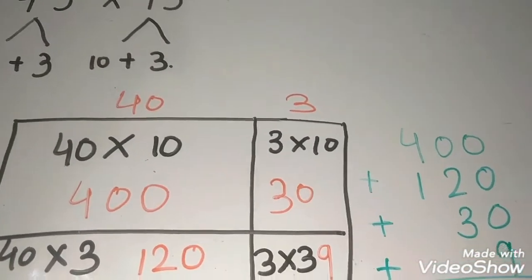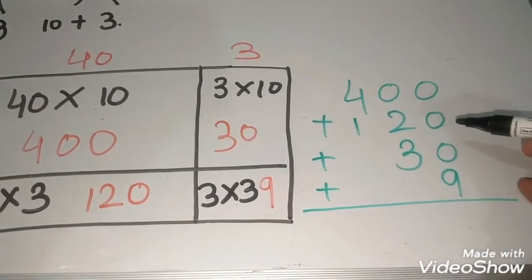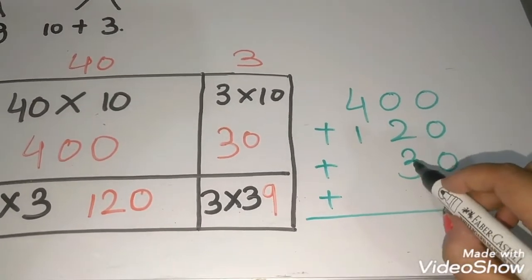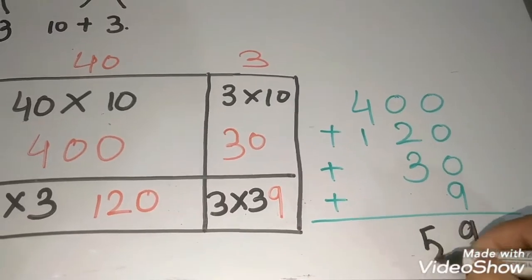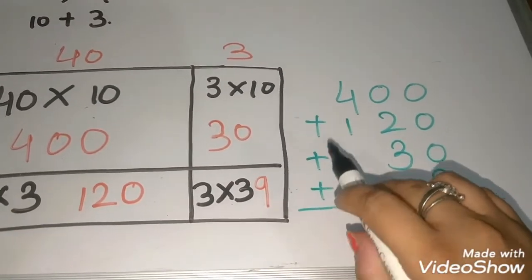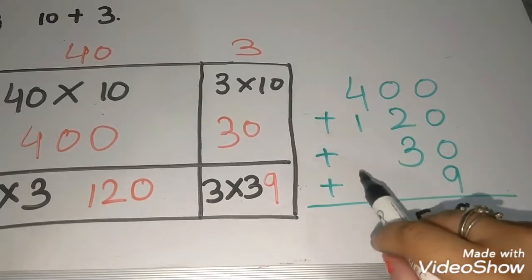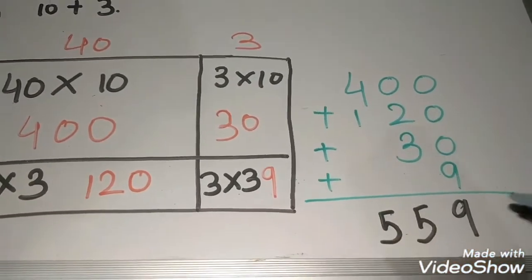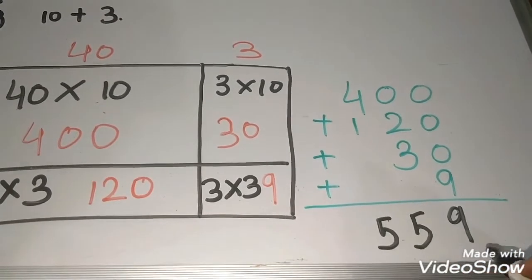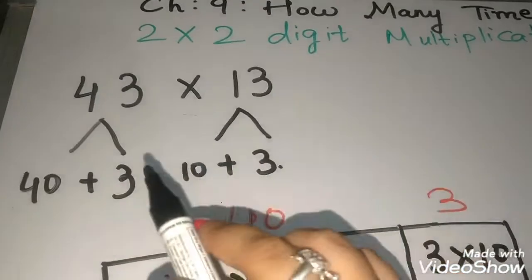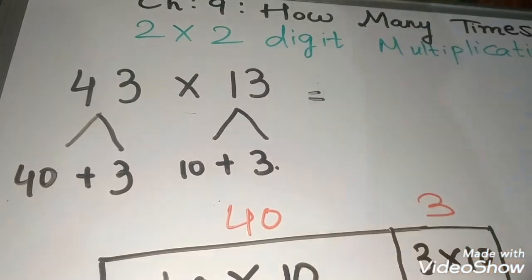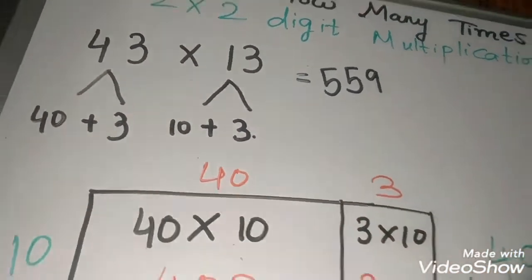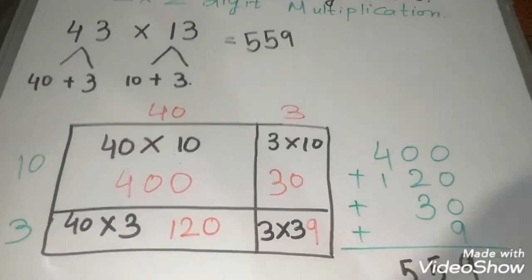So here I have to count. 0 plus 0 plus 0 is equal to 9. 0 plus 2 plus 3, 3 plus 2, 5. Remember, you have to add here. 4 plus 1. Nothing is there, that means there are zeros. 4 plus 1 is equal to 5. 559. That means 43 times 13 is equal to 559.